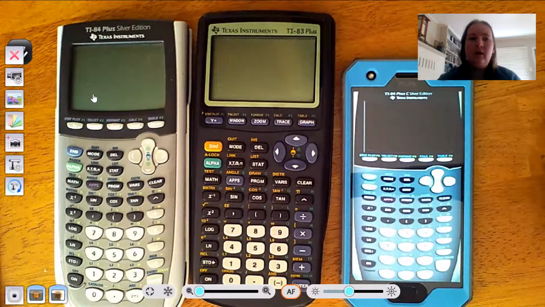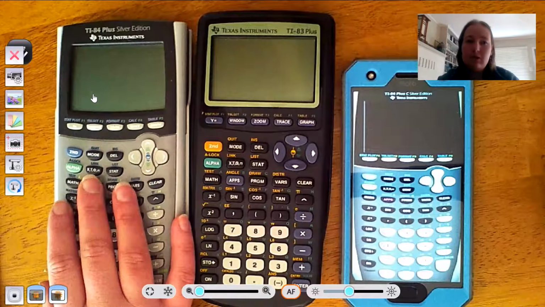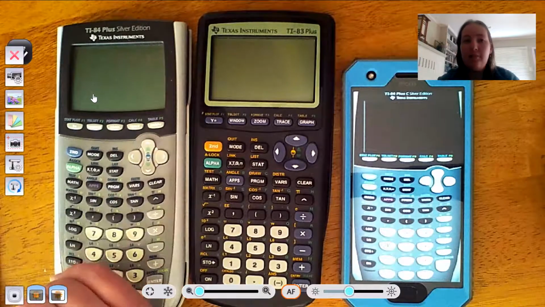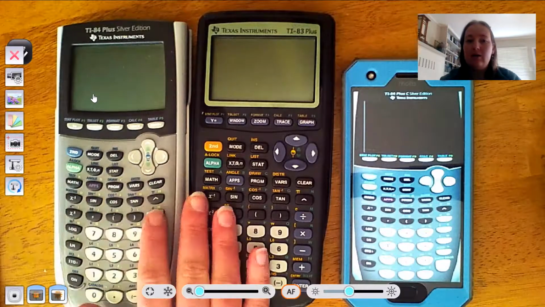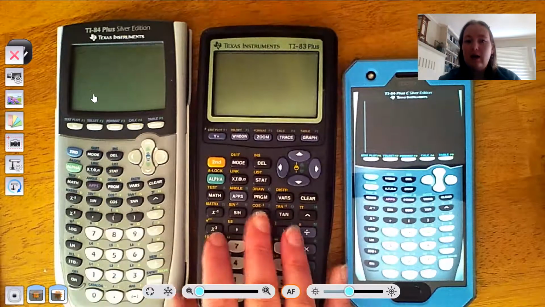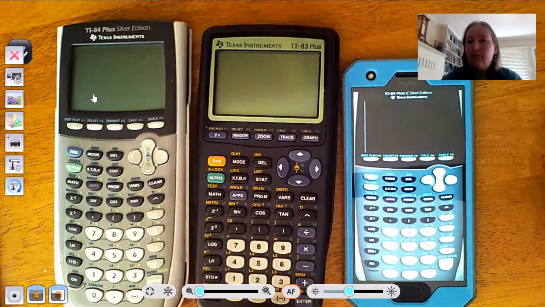So right here we see the TI-84 Plus Silver Edition. It's going to be pretty much exactly the same as the TI-84 without Plus or without Silver Edition. Anyone in the TI-84 family of calculators. Here is the TI-83 Plus. Again, anything in the TI-83 family of calculators will be good to go.